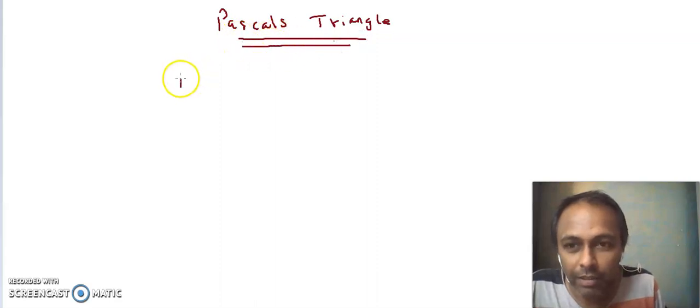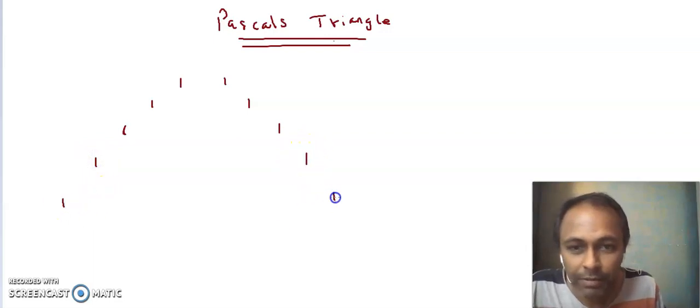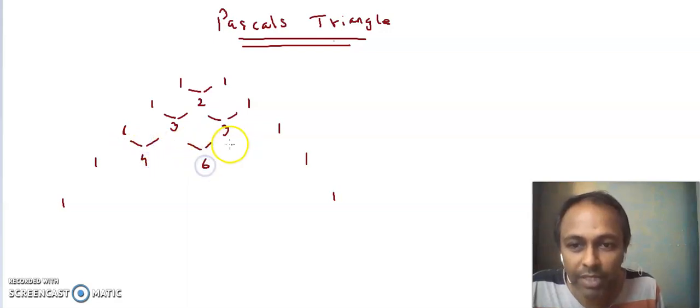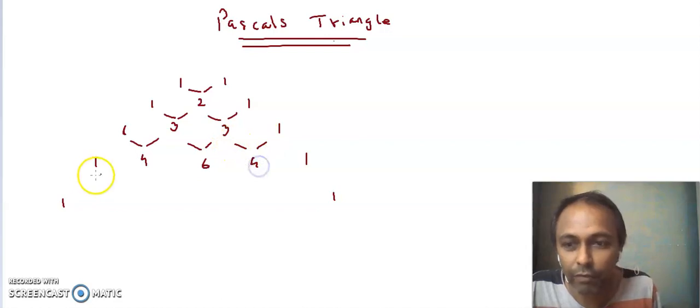Let us consider a few numbers in the form of a triangle like this. Let's write only ones at the ends like this. And let us start adding these elements. So 1 and 1 together become 2. 1 and 2 becomes 3. 2 and 1 on adding becomes 3. 1 and 3 becomes 4. 3 and 3 becomes 6. 3 and 1, again 4.